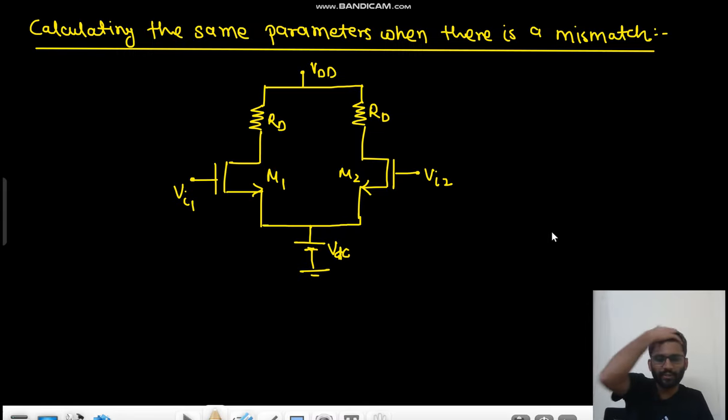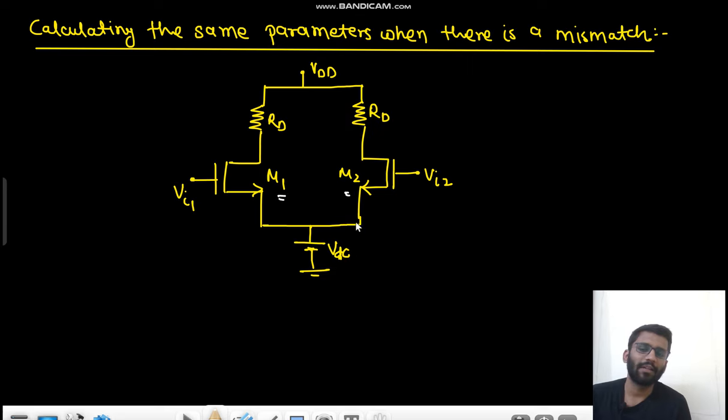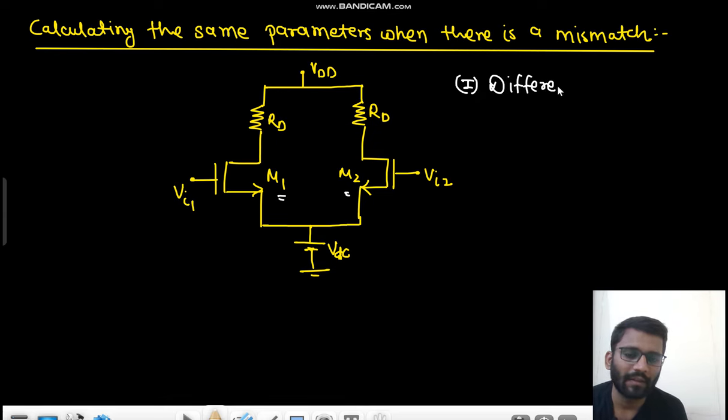Hello everyone. So in this video we have to calculate those same parameters, but now there is a mismatch. This M1 and M2 are both different. The same parameters that we calculated in the previous video, in the previous analysis, that only we need to calculate. First thing was differential gain.